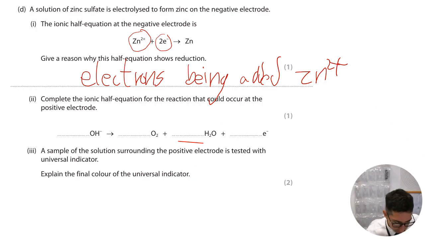Complete the ionic half equation that could occur at the positive electrode. Okay, so basically it's told you that hydroxide ions are breaking into oxygen and water. This is one of these equations where, to be honest, I would just learn it. It's just better to learn this one because it's a bit of a pain to balance on the fly if you're stressed. But let's go through how to balance it in case you haven't learned it.